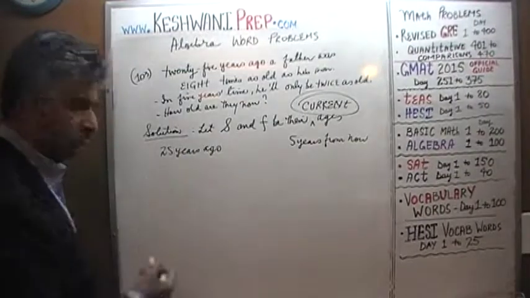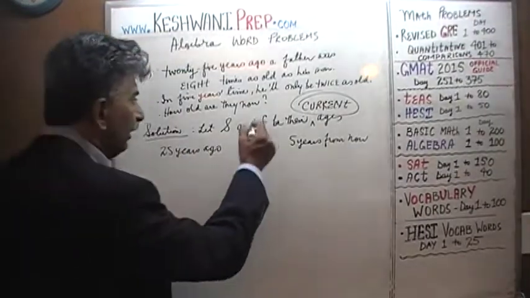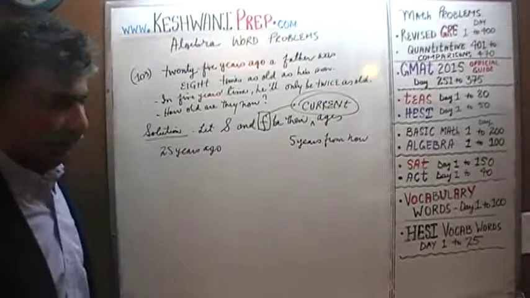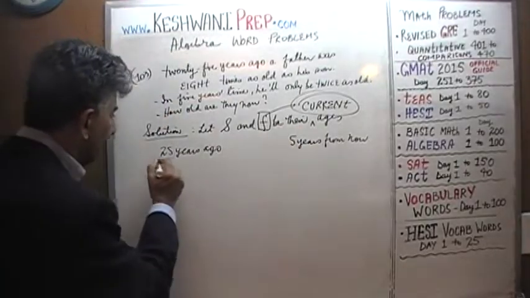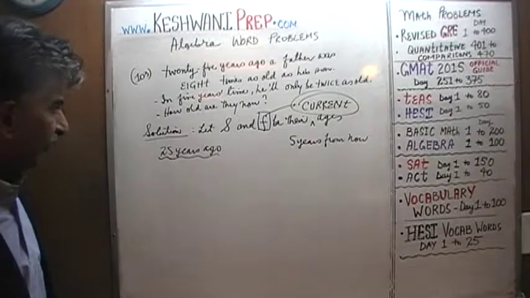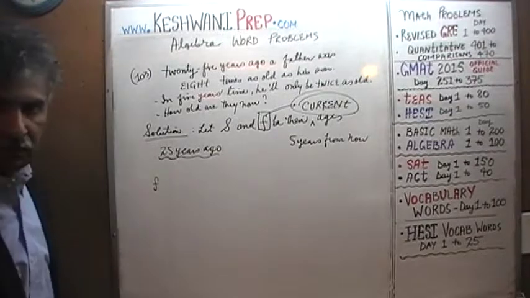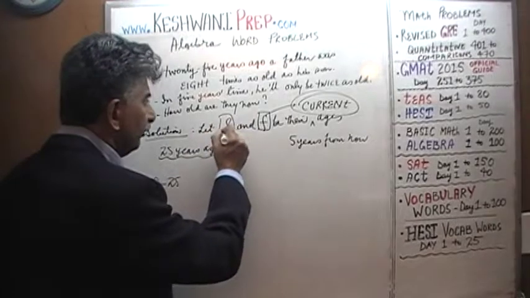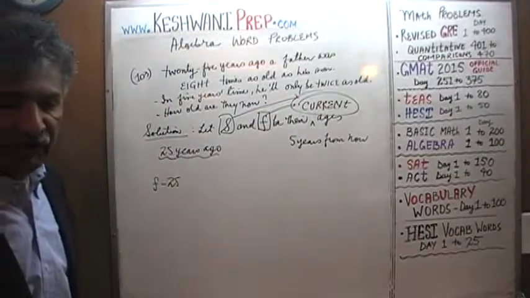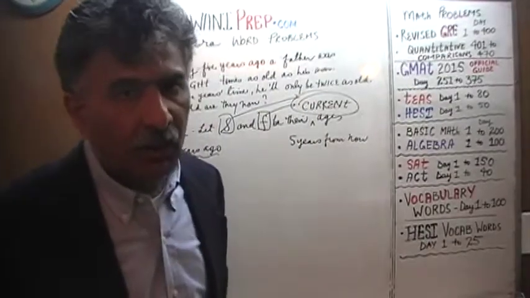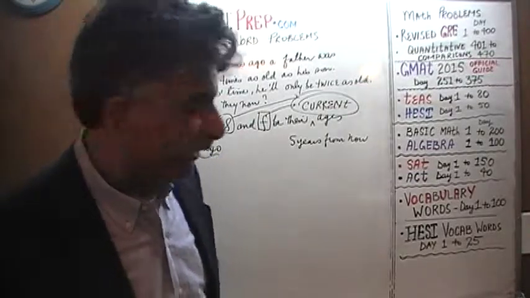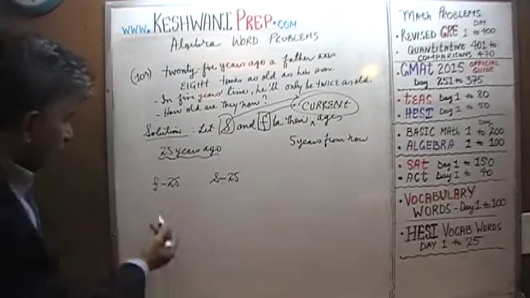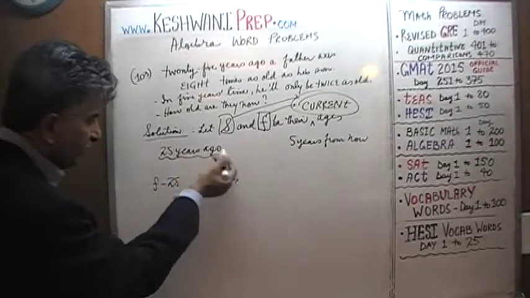So what do we know about 25 years ago? Well, first thing first, we are using letter F to represent father's current age. If that's how old the father is today, 25 years ago, what was the father's age? Well, whatever his age is today, he was 25 years less, F minus 25. S we are using to represent son's current age. Well, if son is S years old today, how old was son 25 years ago? Well, son must be whatever the age is today, minus the 25. You with me so far? So that's your father's age 25 years ago, that's son's age 25 years ago, which is why it's under here.